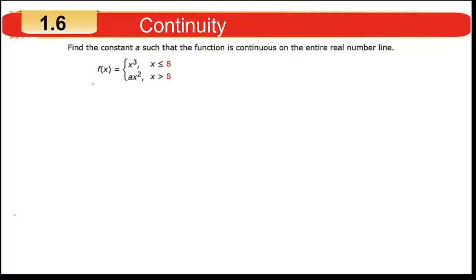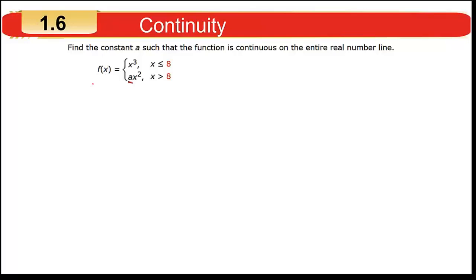Find the constant a such that the function is continuous on the entire real number line. So this time, there's some constant value a which is undetermined, and we want to figure out what a has to be in order for the function to be continuous. And if you think back to the previous example, both of these are polynomial rules.